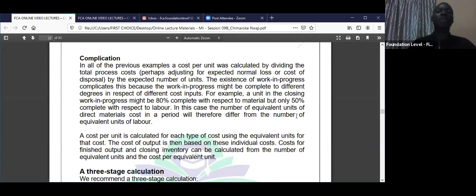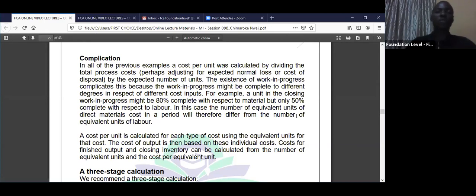Now the problem we have in this complication is that when we are calculating our process costs, we are using materials and labor. All right? So the problem here is material may have a different percentage of completion. Labor or conversion may also have a different level of completion, different from that of material. So if we have that, there will be a problem.